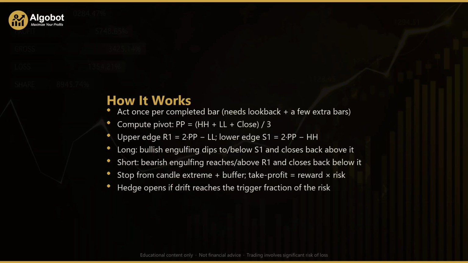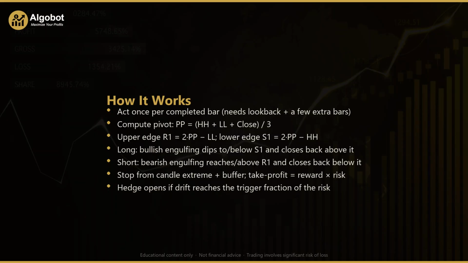The stop loss is placed just below the signal candle's low, with a small buffer set as a fraction of that candle's range. The take profit is the entry plus the reward ratio, by default 1.5, multiplied by the risk distance. The short is the exact mirror. The strategy requires a bearish engulfing whose high reached the upper edge, R1, but whose close finished back below it. It then signals a sell at the bid, places the stop just above the signal candle's high, and sets the take profit at the entry minus the reward ratio times the risk. Only one of these reversal trades is allowed at a time.